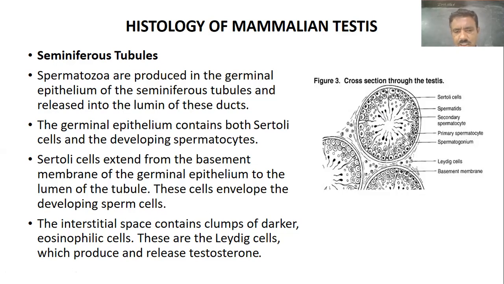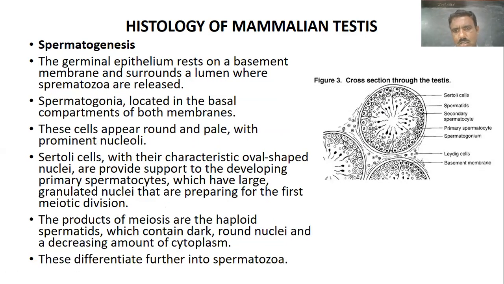The interstitial space, the space between two seminiferous tubules, contains clumps of darker eosinophilic cells. These are the Leydig cells. This interstitial space contains the Leydig cells, which produce and release testosterone, that is the male hormone. And how are the sperms developed in the seminiferous tubules?